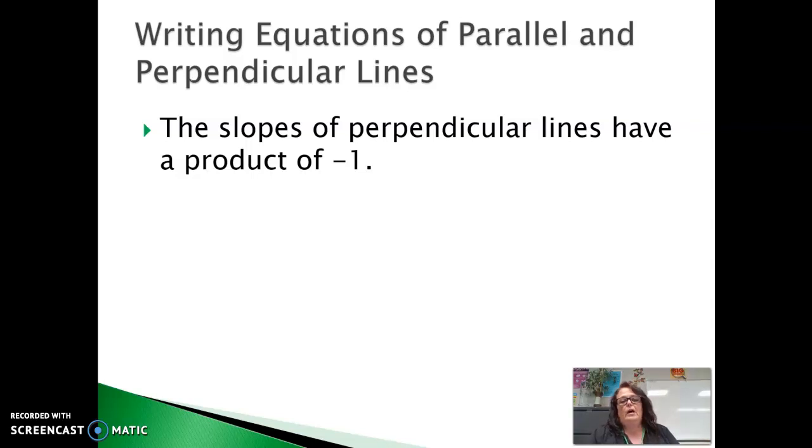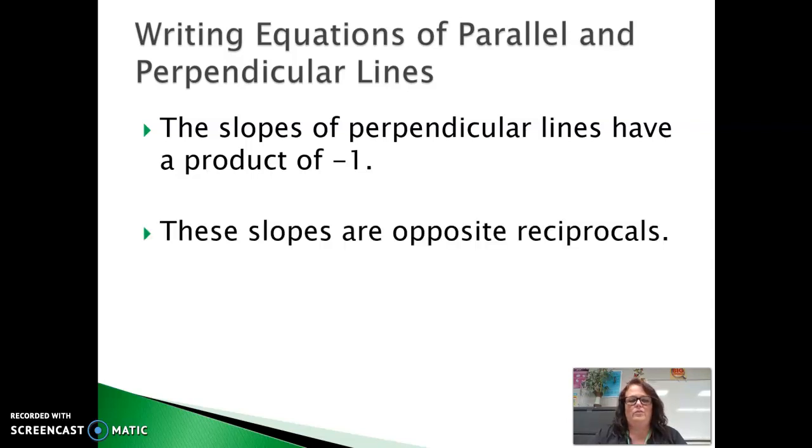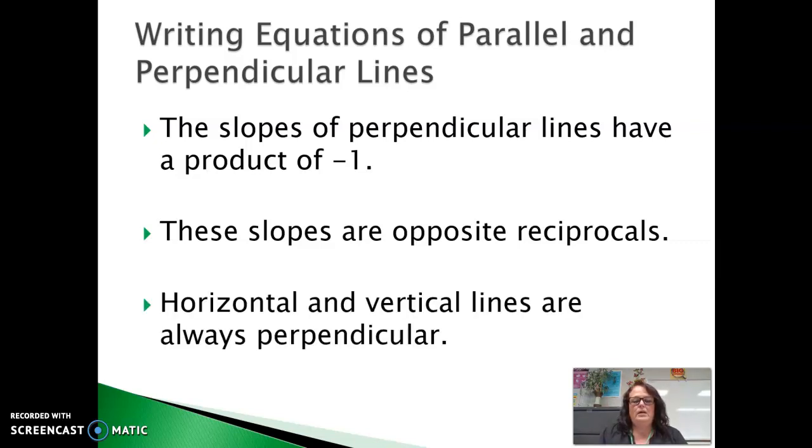So if the slopes of perpendicular lines have a product of -1, we also call those opposite reciprocals because when you multiply them together, you get -1. And then horizontal and vertical lines are always perpendicular. And again, we can't use that idea of the product of their slopes because vertical line slopes are undefined and you can't multiply by something that's not a true number.